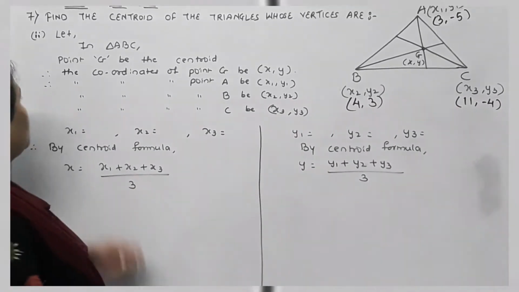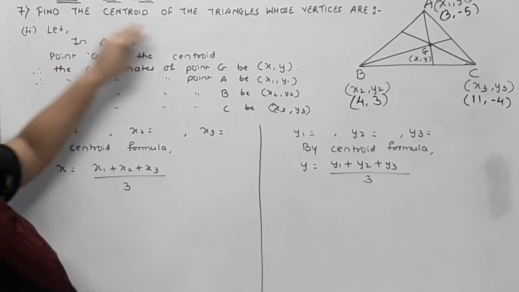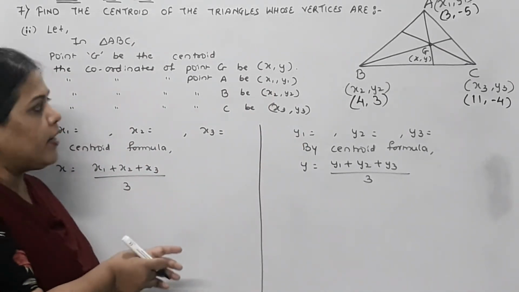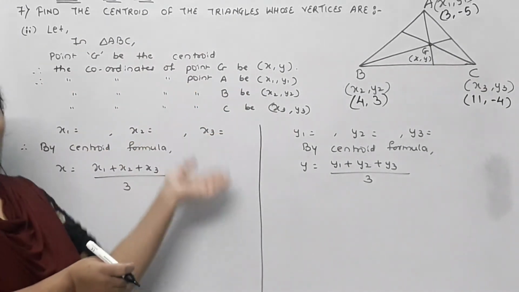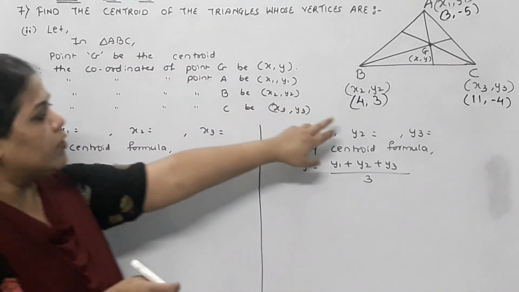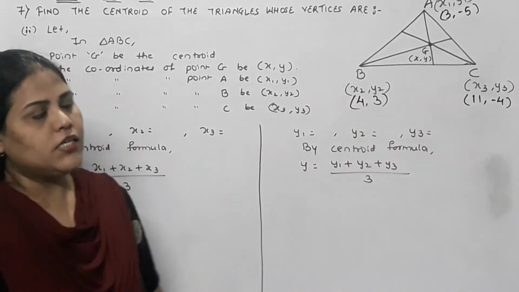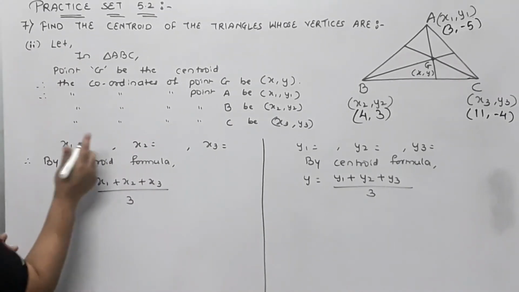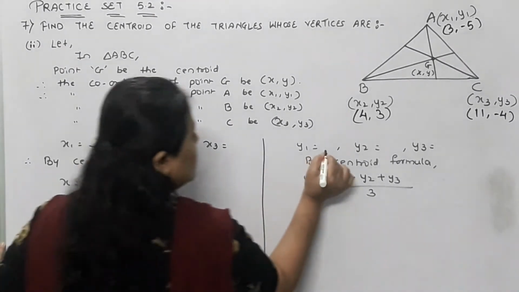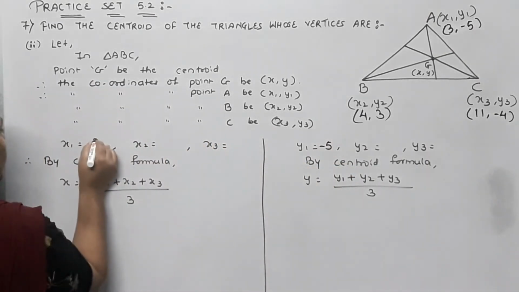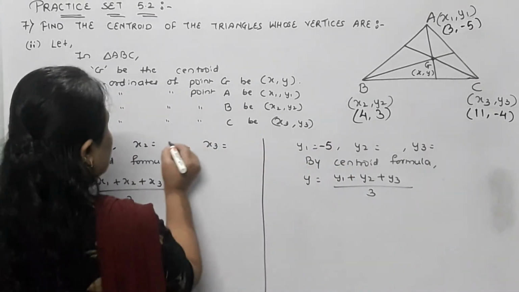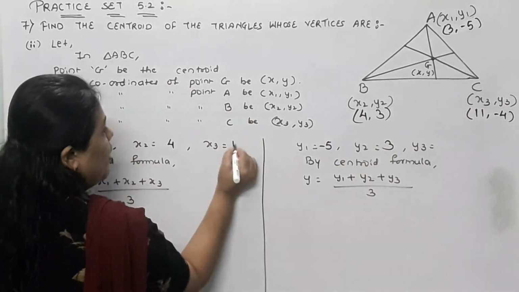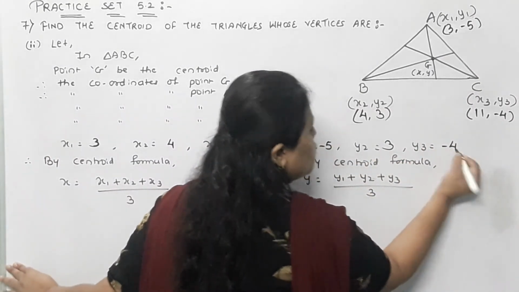Now see the second sub question of sum number 7. Again the same question. Here also I have taken ABC, and to save the time what I did, I just deleted the previous values of first question and I had put the values of the coordinates of the second sum. Now here coordinates of A are 3 and -5. So your x1 is 3 and y1 is -5. Okay. See here. And x2 is 4, y2 is 3 and x3 is 11 and y3 is -4.